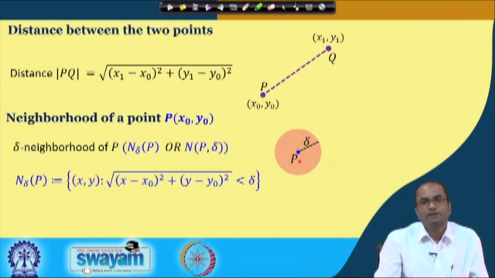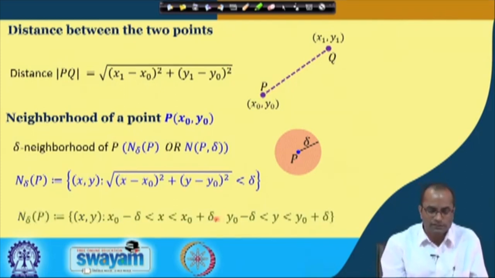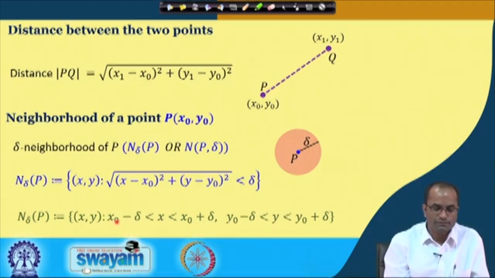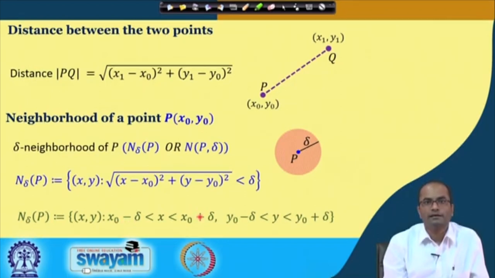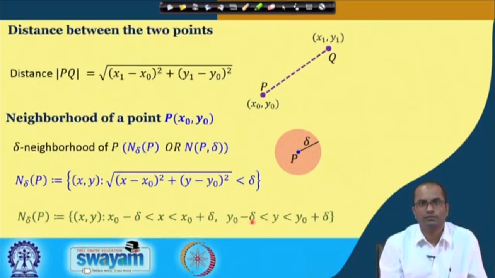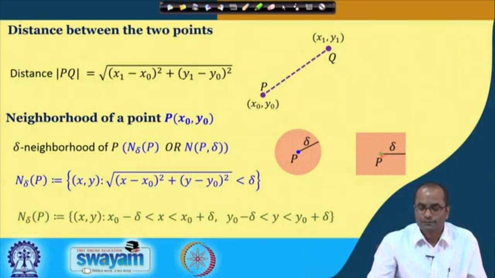This is the most common definition for the neighborhood, but we can also introduce the neighborhood as the square around this point P, given by x which lies between x0 minus delta and x0 plus delta, and y also lies between y0 minus delta and y0 plus delta. This is represented by this square here, where half of the side is delta and P is the point.